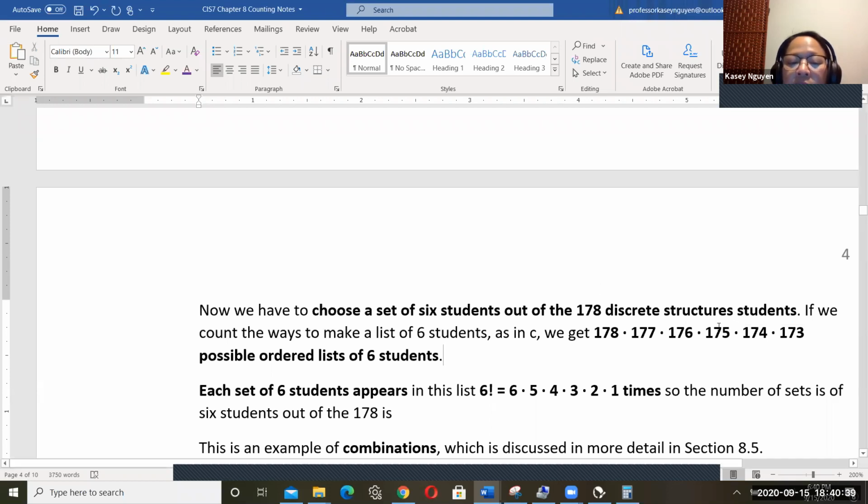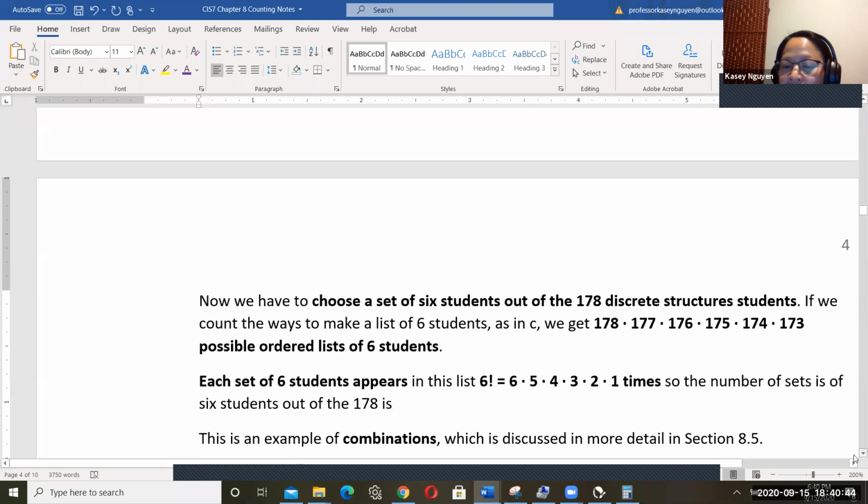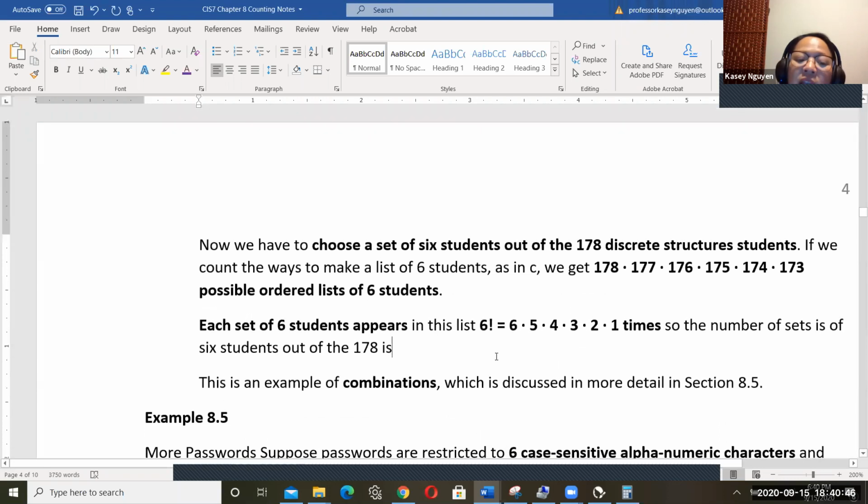So when you calculate this out, each set of 6 students appears that many times. That would be 6 factorial. Okay, 6 factorial is going to give you 6, 5, 4, 3, 2, 1 times. So the number of sets is the 6 students out of the 178.